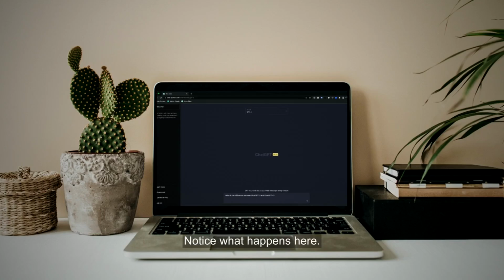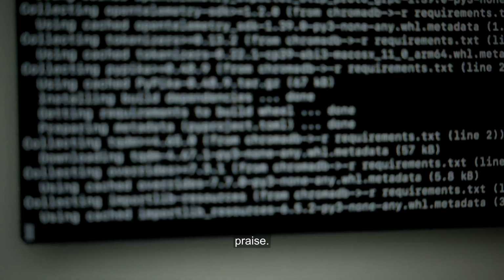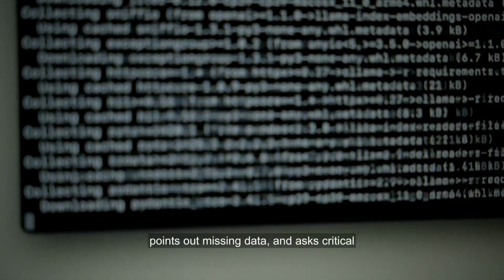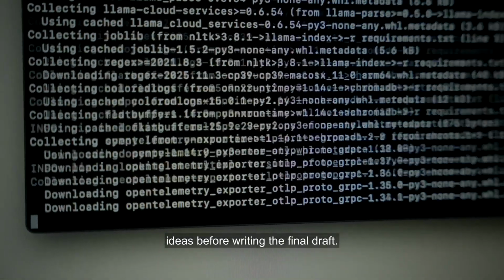Notice what happens here. ChatGPT does not just output surface-level praise. It systematically dissects your writing, points out missing data, and asks critical questions that force you to sharpen your ideas before writing the final draft.